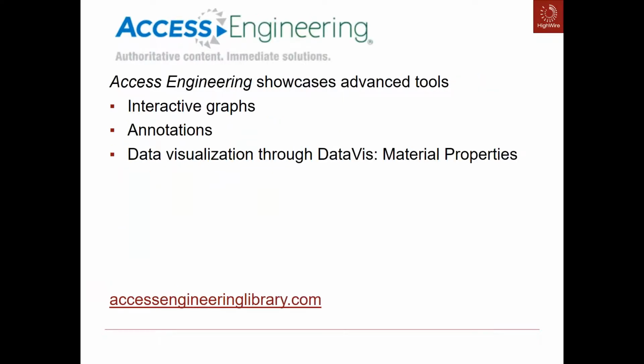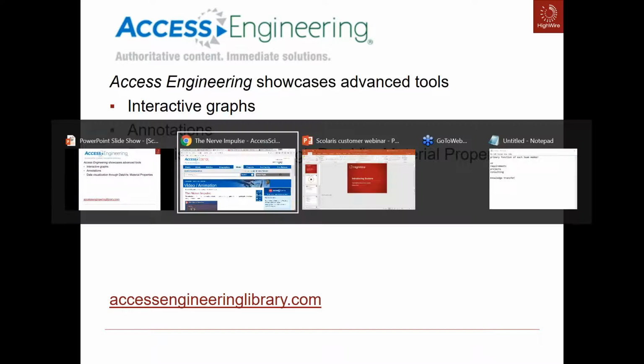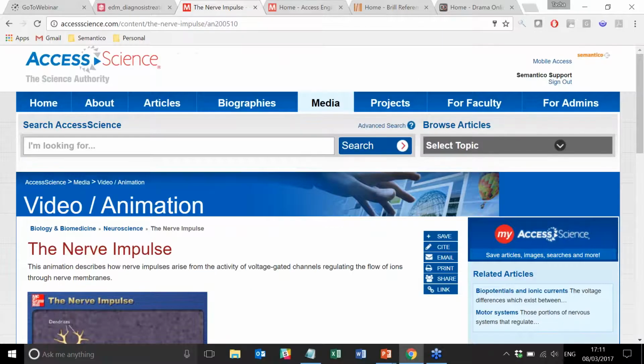So, moving on, Access Engineering. Not entirely dissimilar to Access Science. We have the same level of integrated content. We actually have some even more different content types in that particular platform. But we also have some nice advanced tools ranging from interactive graphs through to a very cool piece of kit that we built in 2016 called the DataViz Material Properties Platform.